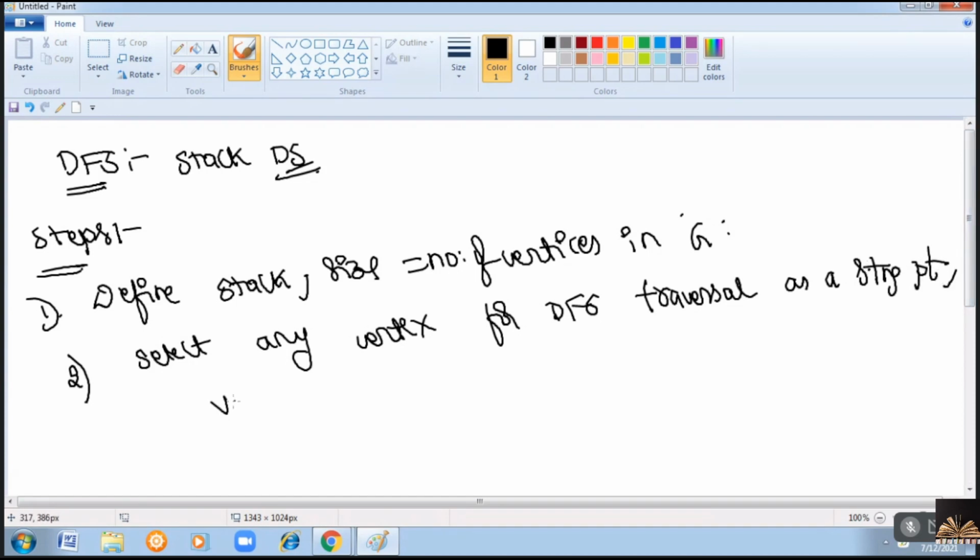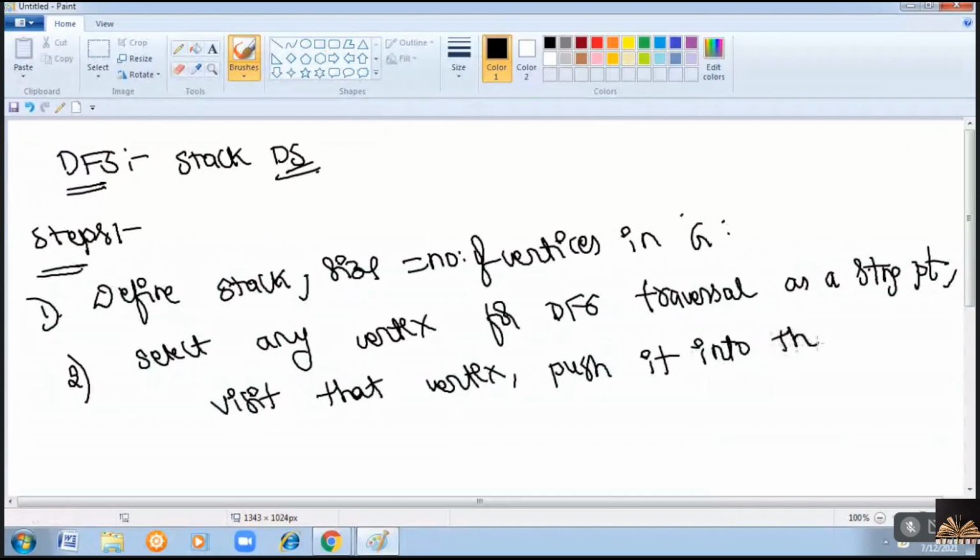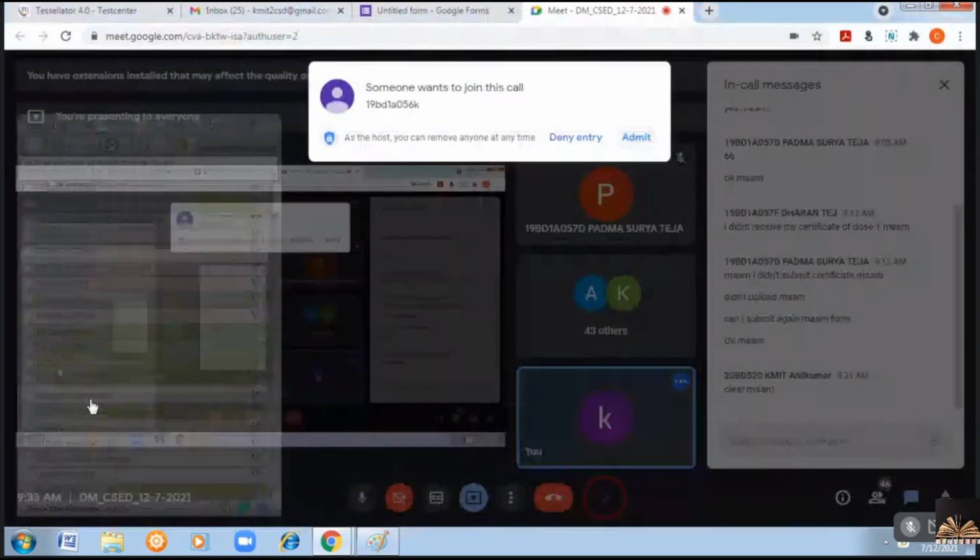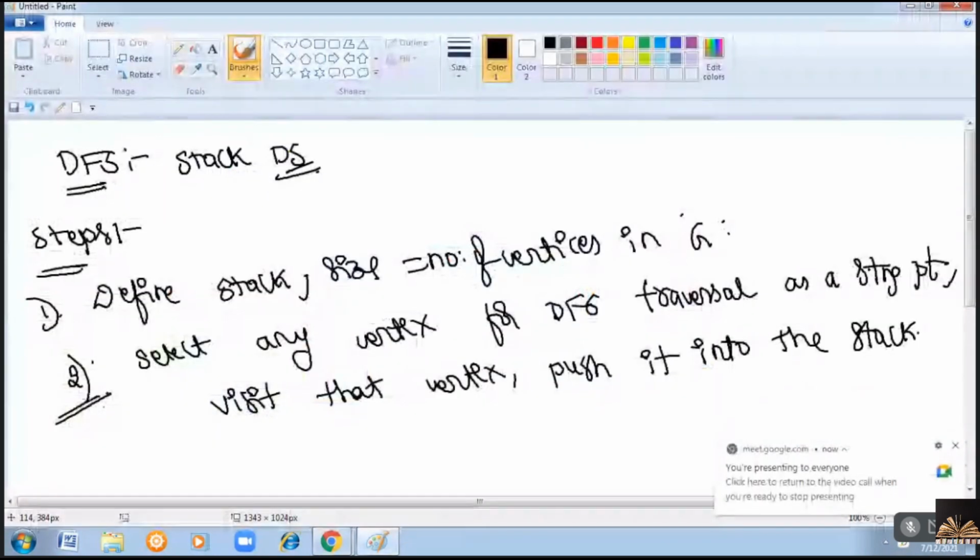Now visit that vertex, push it into the stack. Now, can anyone tell me what is the difference of this second step for DFS and BFS? What we did in DFS in the second step? First step is same. You have defined the stack. There you have defined the Q with size as number of vertices. Second step will make the difference.